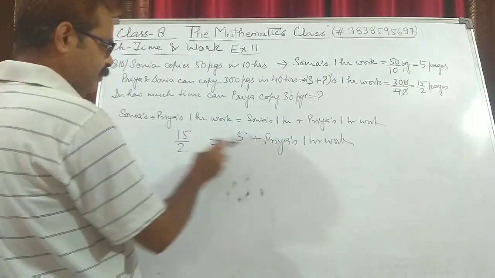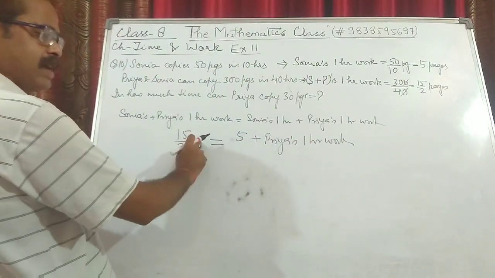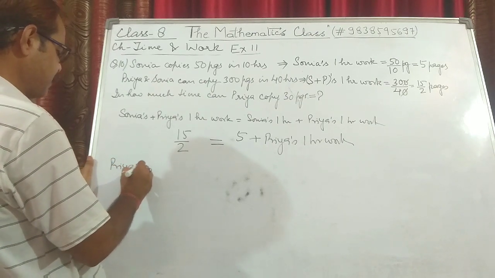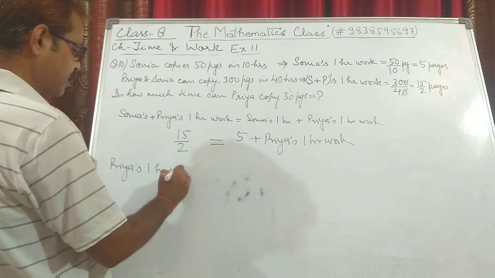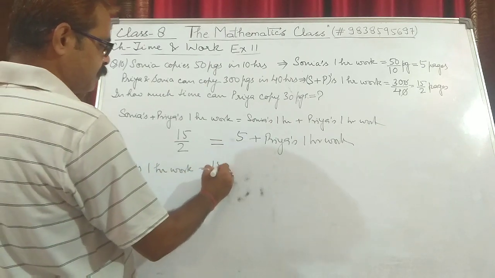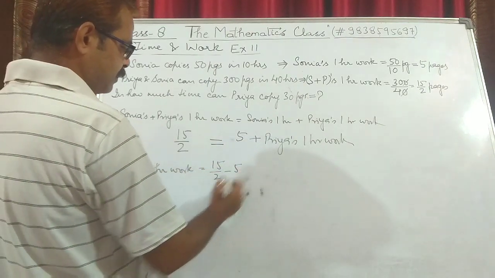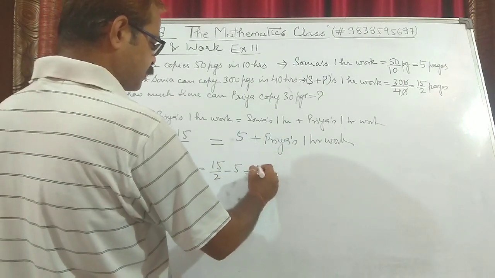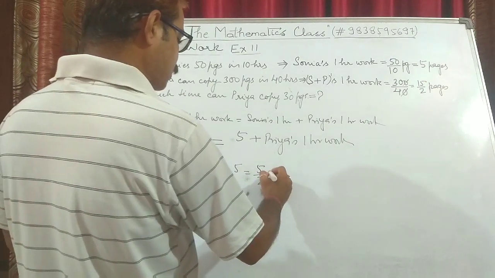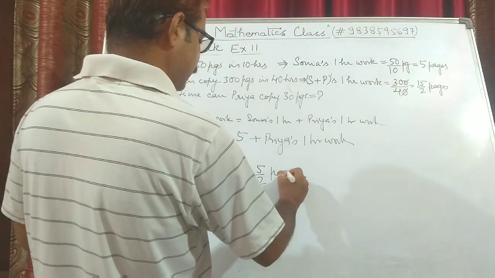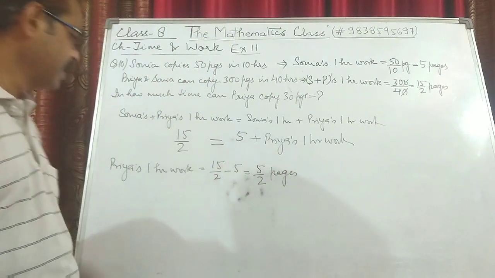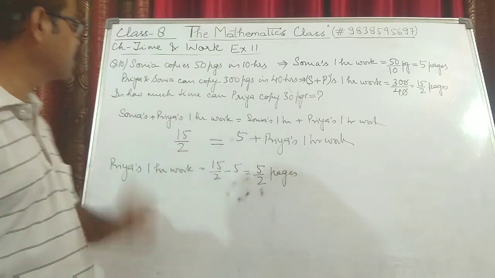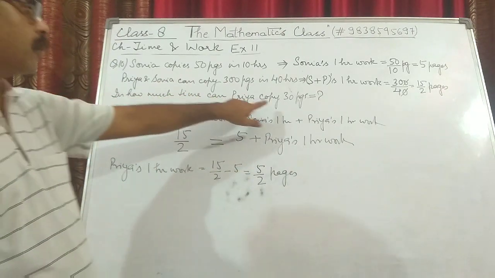So Priya's 1 hour work will be 15 upon 2, this comes to this side minus 5. So we can say Priya's 1 hour work is equal to 15 upon 2 minus 5. LCM will be 2. It will be 15 minus 10. That is 5 upon 2 pages in 1 hour. In 1 hour, Priya is copying 5 upon 2 pages, and they say she has to copy 30 pages.